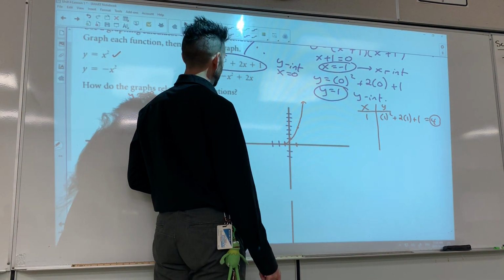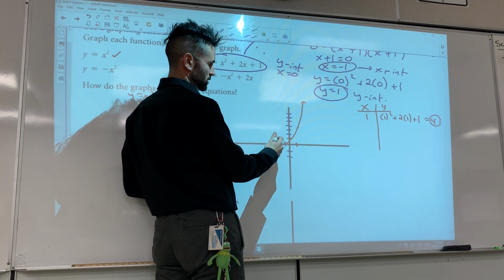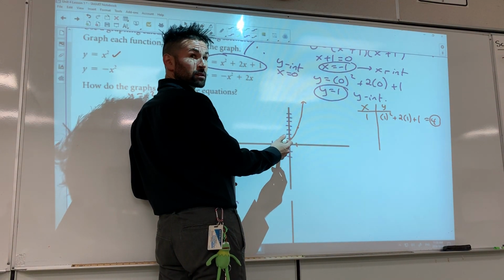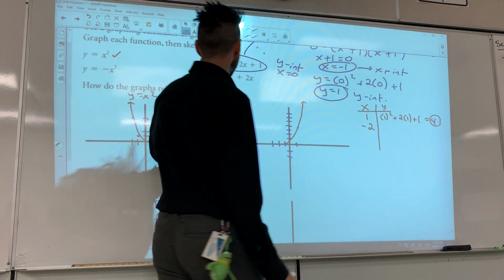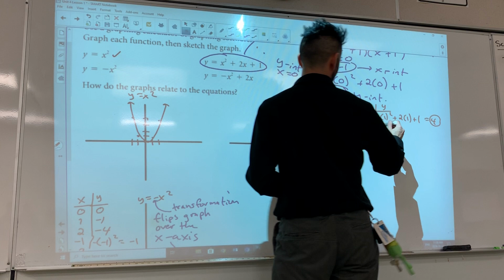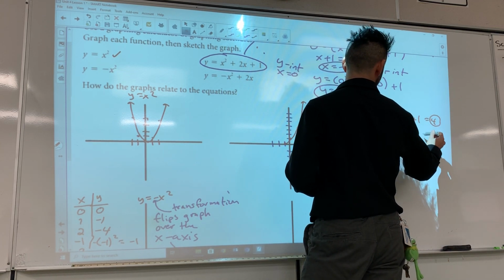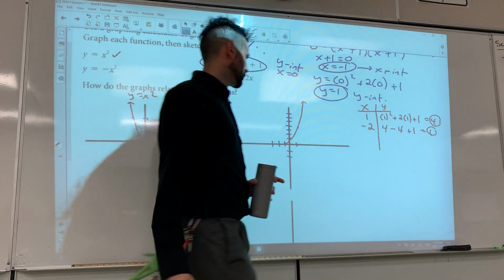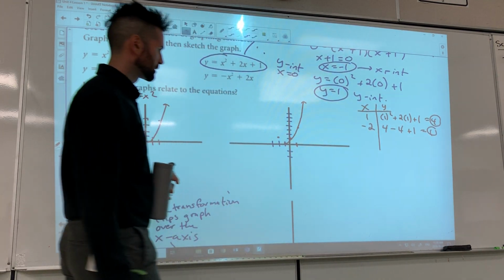And then I'm going to show you something about the symmetry of these things. So should I maybe pick -2 over here for x, right? Just figure out what's happening just to the left of that. So -2. So I'm going to pop it in here. So let's see. I'm going to get 4, subtract 4, plus 1. So overall, I get 1. So -2 and 1 for y.